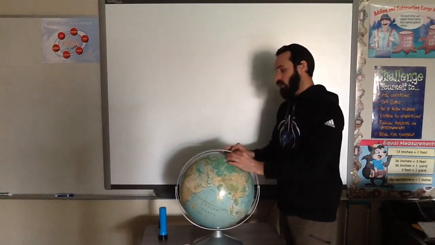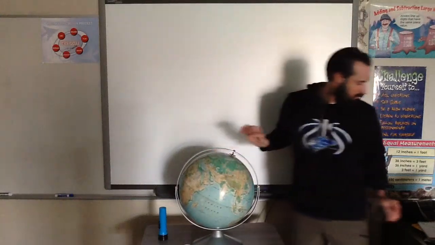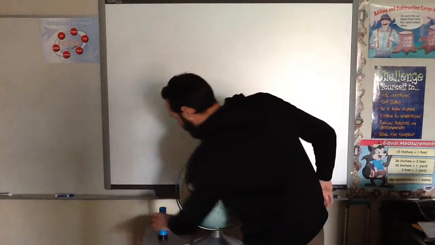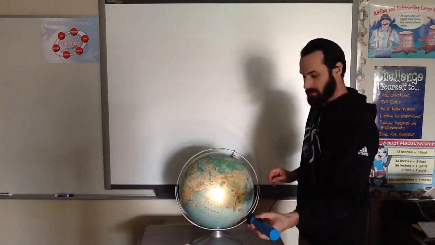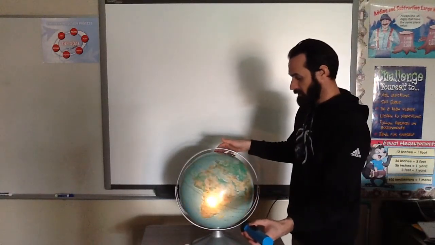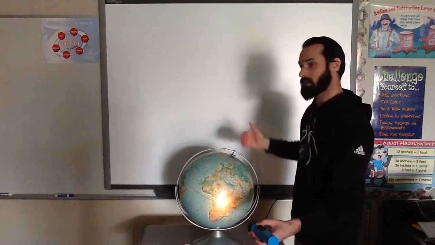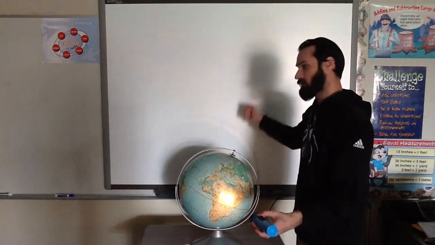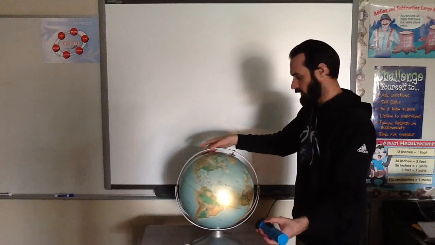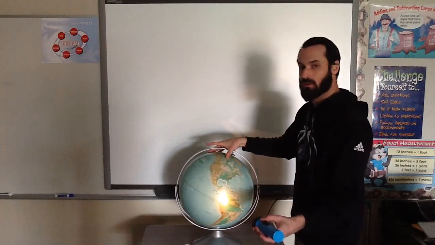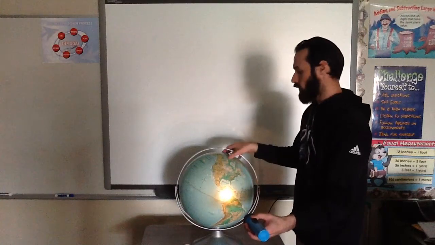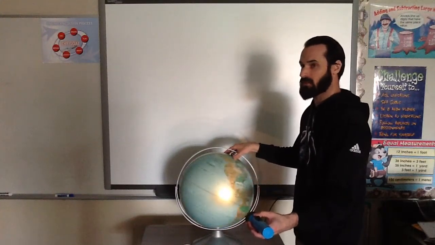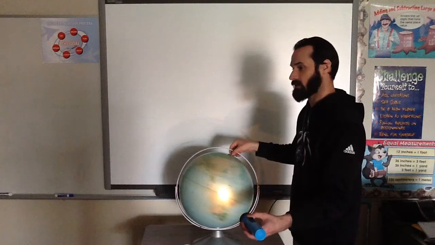As we're spinning, when the Earth spins, part of the Earth faces the sun and part of the Earth doesn't. The rotation is what causes different parts of the Earth to be on the side of the sun. So rotation is the important word. Rotation is the spinning of an object on its axis.